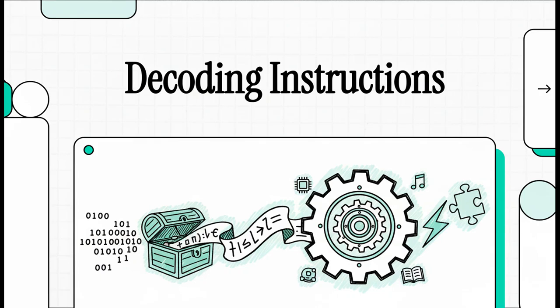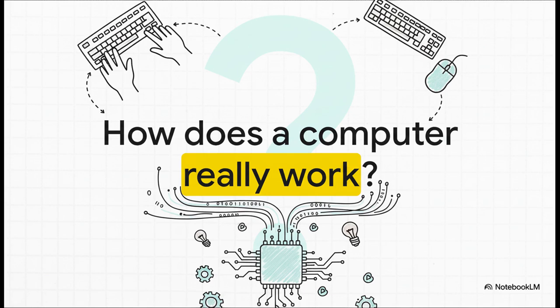Hey everyone, and welcome. Today we are pulling back the curtain on something that's at the very heart of all computing. We're going to look at how a machine goes from just a boring old string of ones and zeros to actually doing something. We're about to decode the computer's secret language. So really, how does it all happen?